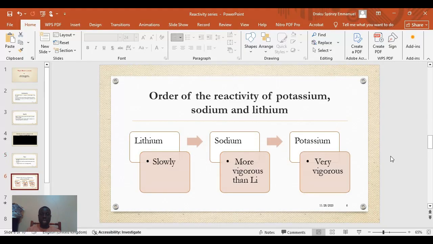Now, we want to compare this with my findings on the order of reactivity of those three metals. The observation I noted was that lithium reacted slowly as compared to sodium, which reacted more vigorously than lithium, while potassium reacted very, very vigorously. So this puts potassium as the most reactive, followed by sodium, and then followed by lithium.